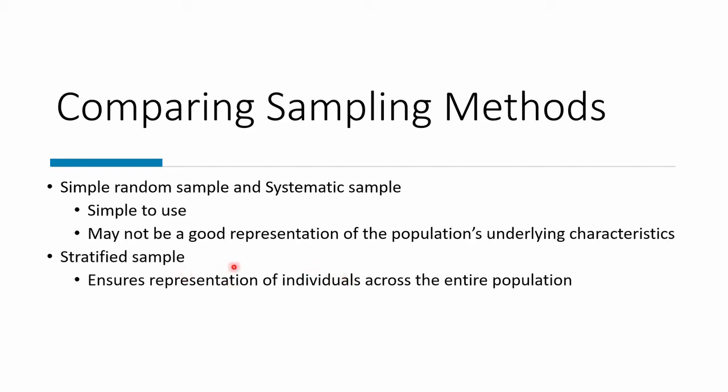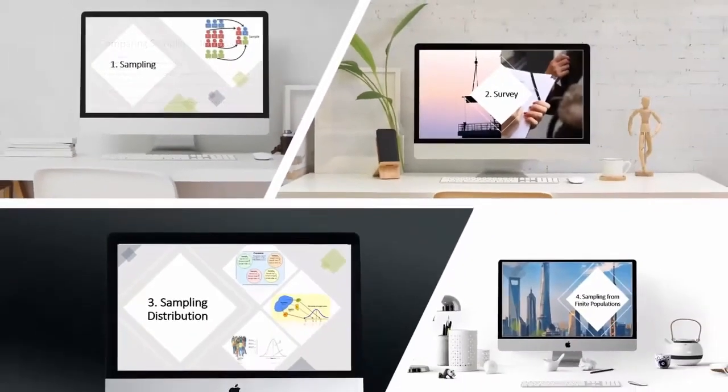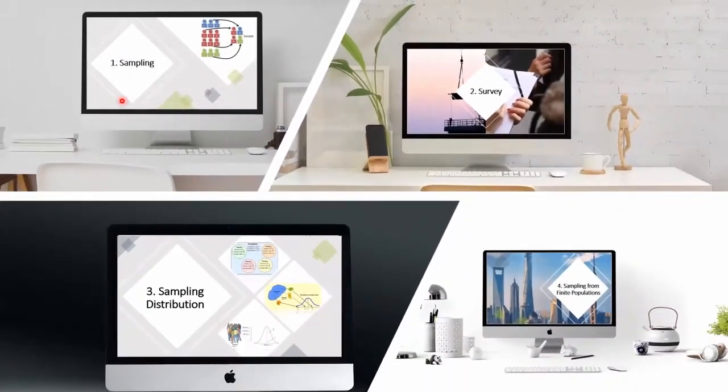And the cluster sample is of course cost effective, but it is not so efficient because you need a large sample to acquire the same level of precision. The larger the sample gets, the more data you need, right? So it's not very easy to do either, this cluster sample. So that is it for sampling. That is our first section.